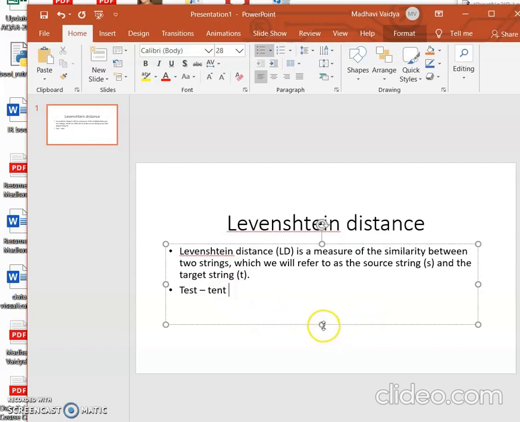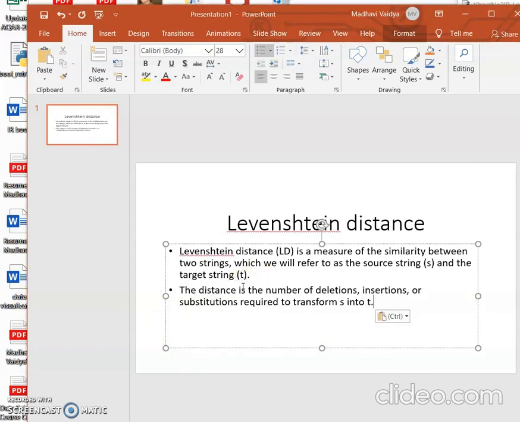So we are going to find out the example and we are going to write down the algorithm, the Python algorithm for the same. The edit distance is the number of deletions, insertions, or substitutions required to transform S into T. And here S and T are the two strings, and we are going to find out the edit distance between the two.